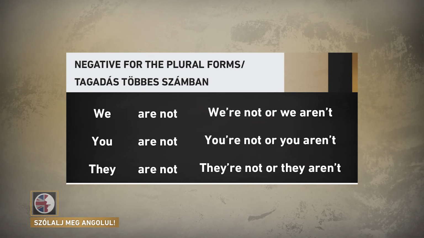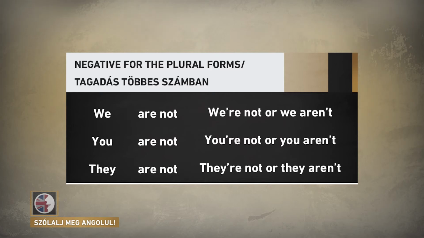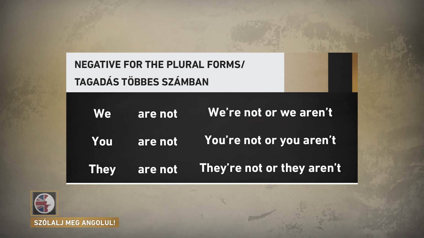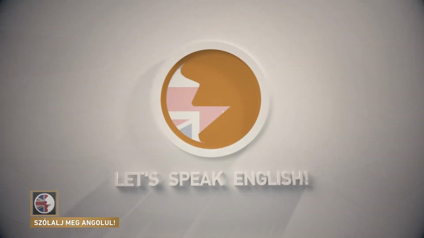And here's the negative for the plural forms. We are not, we're not. You are not, you're not, you aren't. They are not, they're not, they aren't. So, in lesson 61, before we started on the past simple, we checked the present simple tense.